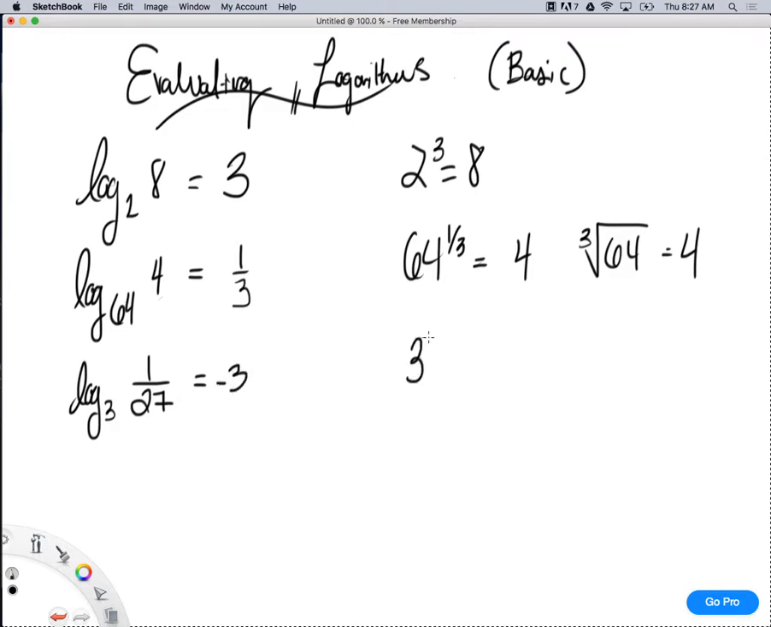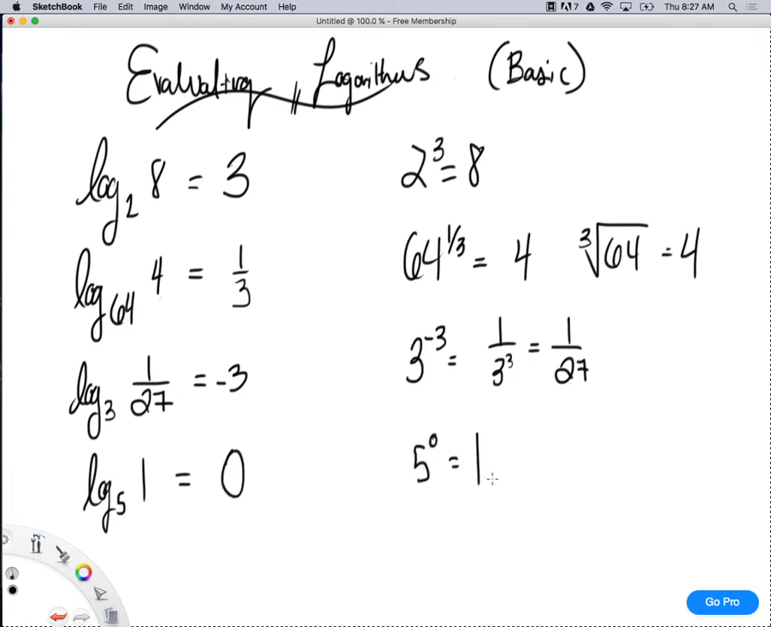See? Because 3 to the -3 is the same thing as 1 over 3 to the third, which is 1 over 27. And then the last one that's kind of simple is log base 5 of 1. It's just 0. Whenever I've got the log of 1, it's 0. Why? Because anything to the 0 is 1. So these are all the simple ones that you could do.